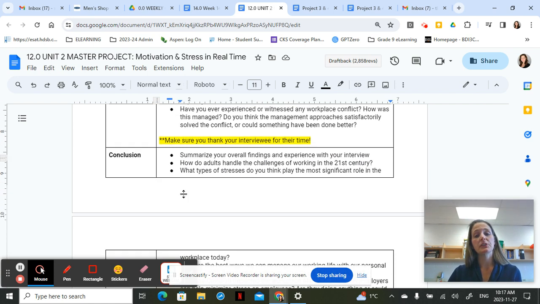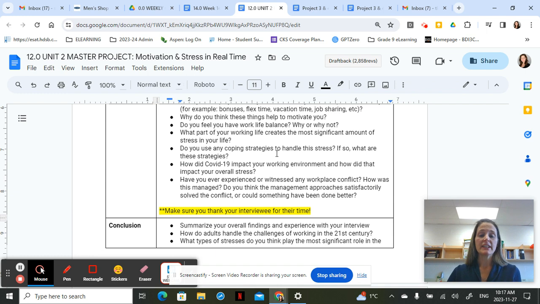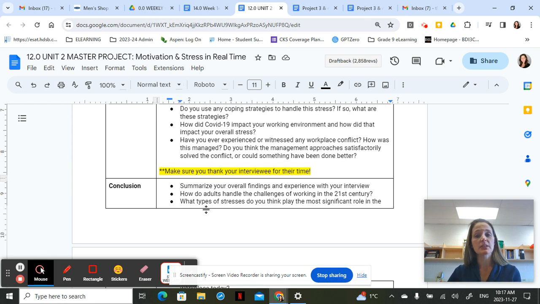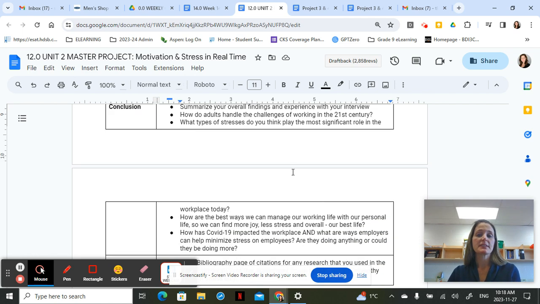And then the conclusion. From all of what you've done in these first parts, right, the personal reflection, looking at the motivational theories, and then obviously having the interview, you're going to summarize your findings, right? And your findings are going to answer the following questions. How do adults handle challenges of working in the 21st century? What types of stresses do you think play the most significant role in the workplace today? What are the best ways that we can manage our working life with our personal life so that we can find more joy, less stress, and overall live our best lives?